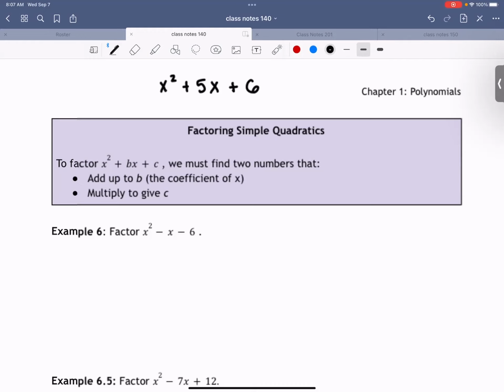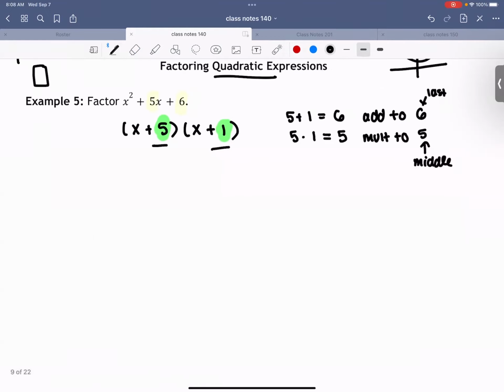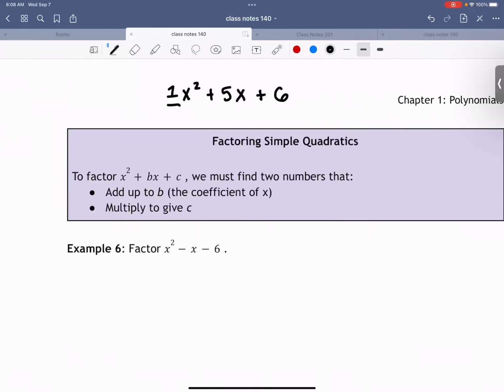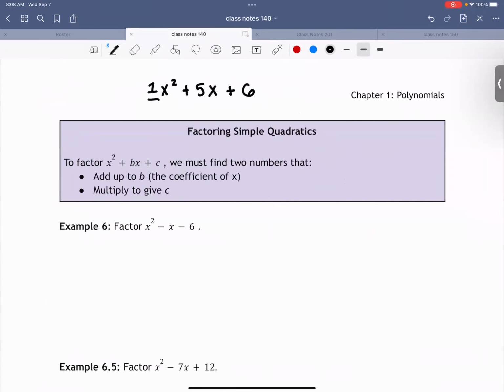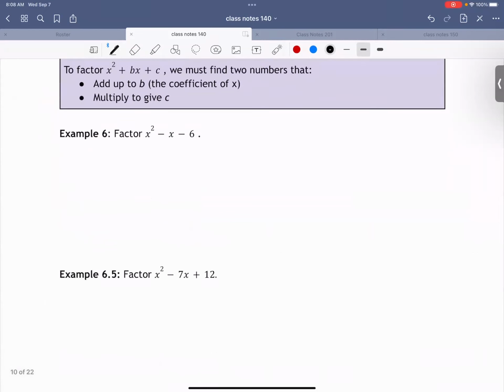We had x squared plus 5x plus 6. This is a simple quadratic because there's no term up front. What is that term technically? What's the coefficient of x squared? 1, right? This is technically 1x squared, okay? When we're dealing with something that doesn't have something up front, we're going to call that a simple quadratic. These are really easy. We just find two numbers and stick them in our factoring. We find two numbers that add up to b, multiply to give c.